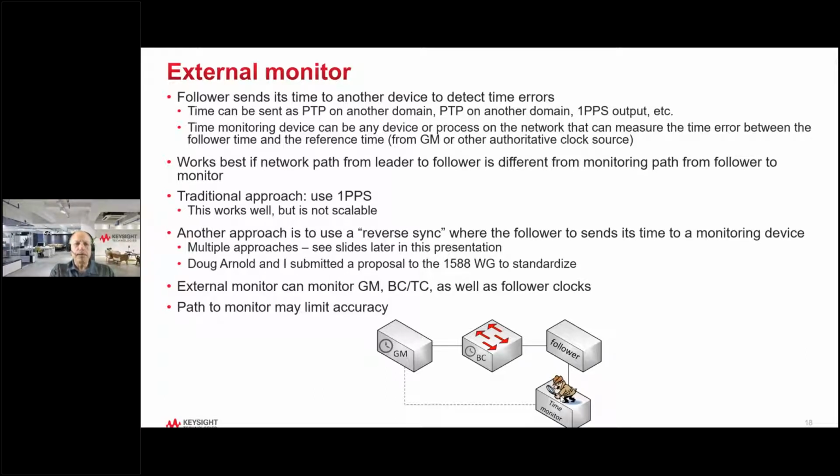The path to the monitor, as I said, may limit accuracy. So in many cases, we find that the accuracy of the monitoring cannot be greater than the accuracy of the follower under normal conditions because it's using a similar path. But if you have more monitors on the network that are close to the follower, in some cases, you can get better quality, or better accuracy, I should say.